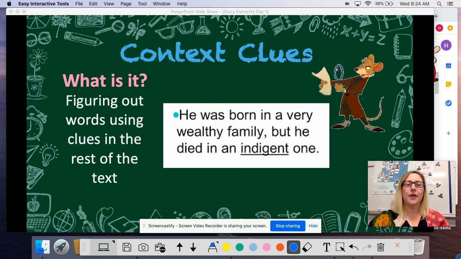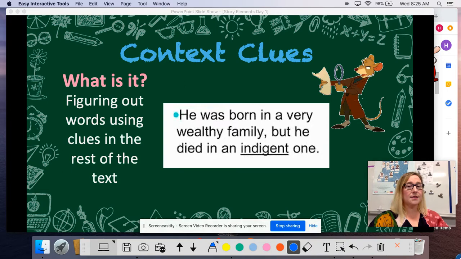Hey guys, today I want us to learn about something that's very important for being a good reader, and that's context clues. I know that you've probably already learned about context clues in previous grades, but it's such an important skill that I think it's worth revisiting over and over and over again. It's definitely something we practice a lot in my class.